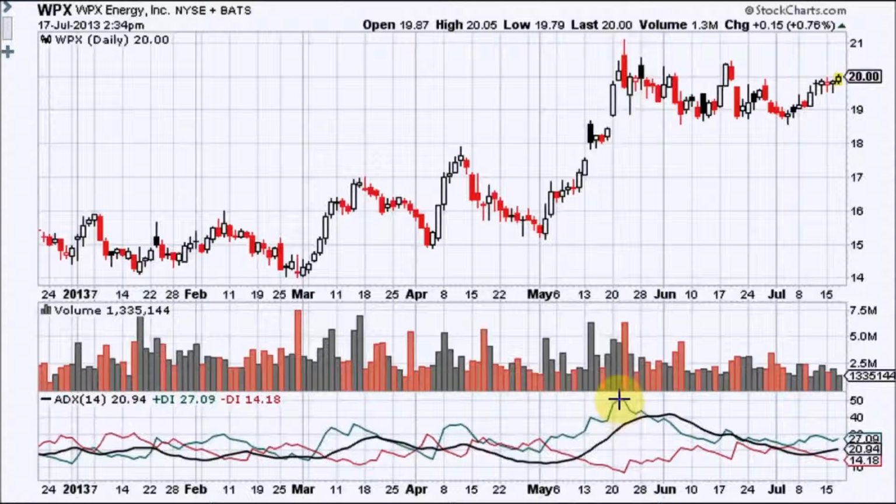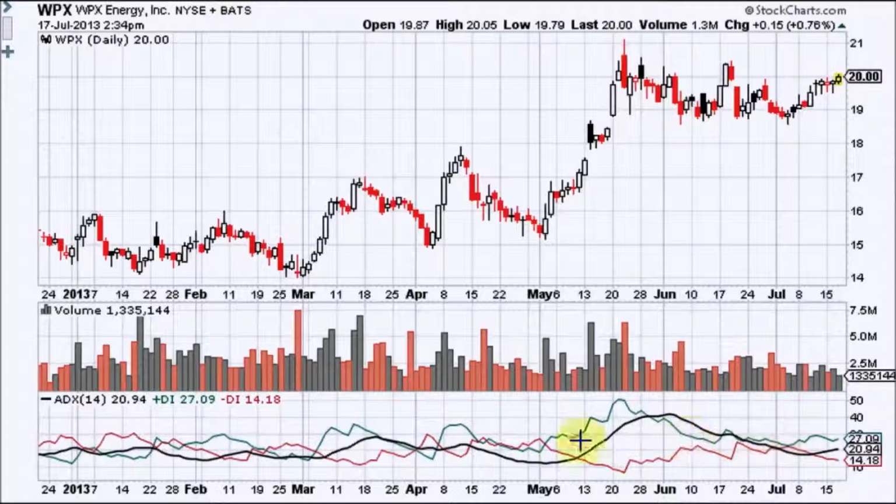At the same time, the DI plus started a downtrend and the DI minus started an uptrend, and they started pinching together real close here. So when the DI plus starts down and the DI minus starts up, the stock will be in a downtrend, which it is. But this whole time, the DI plus remained above the DI minus. There were no other crossovers.